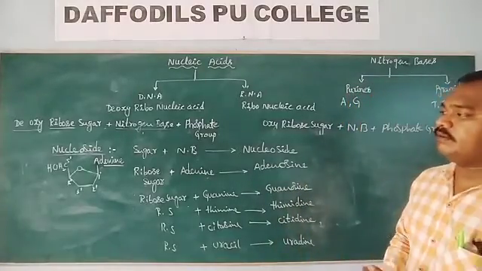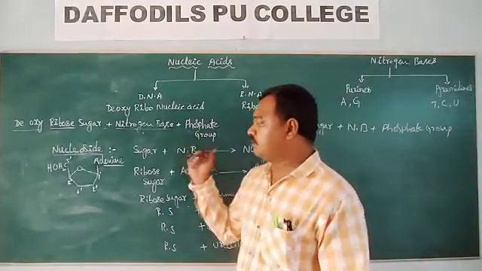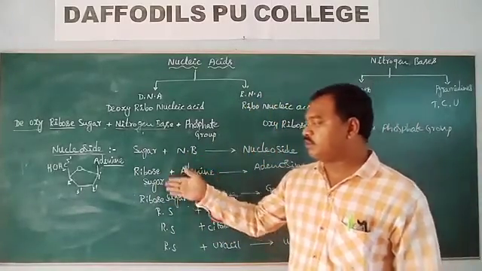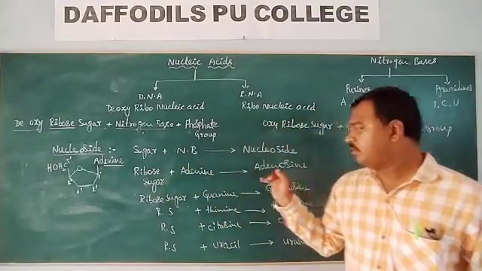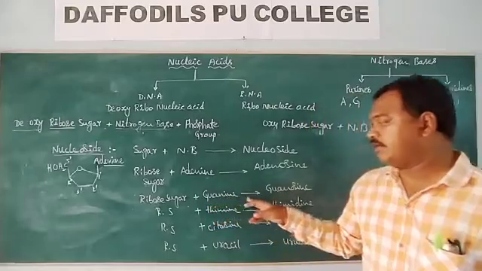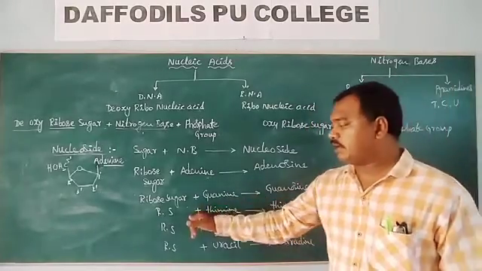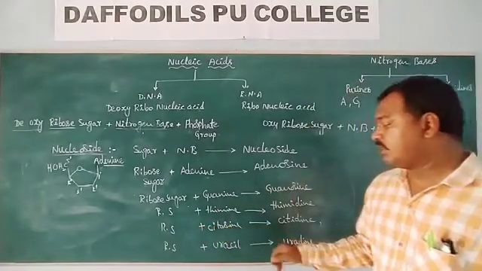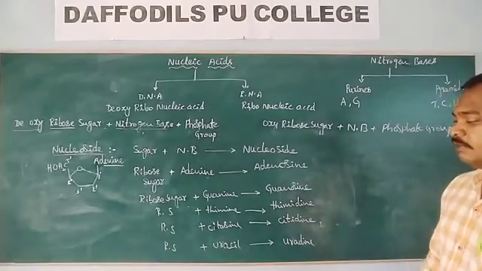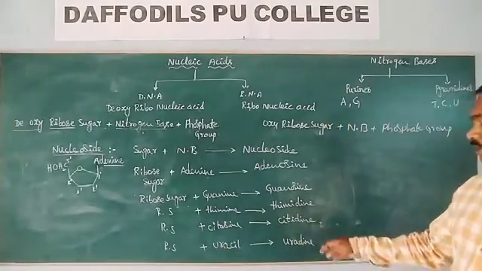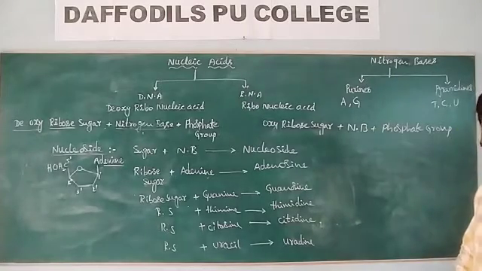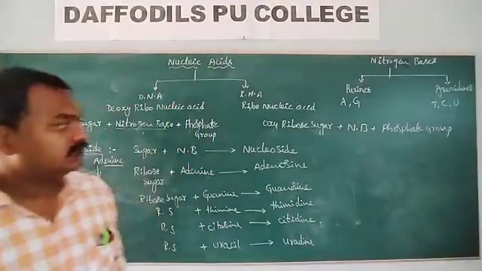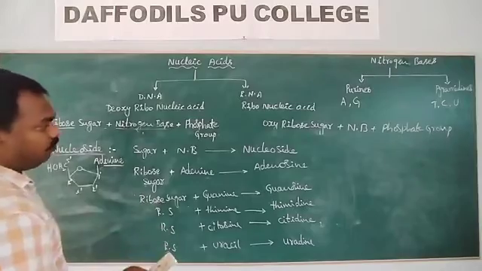So how do you get a nucleoside? When a sugar reacts with a nitrogen base, you get a nucleoside. Ribose bonded with adenine gives adenosine; with guanine, guanosine; with thymine, thymidine; with cytosine, cytidine; and with uracil, uridine. So these are the nucleosides. Now we have to move towards the nucleotides.